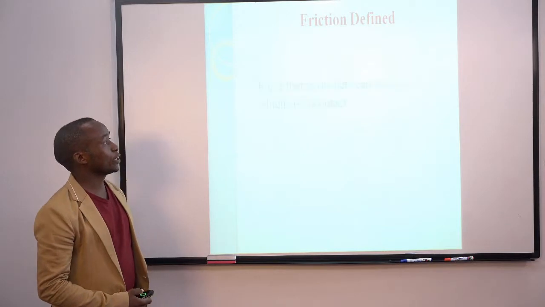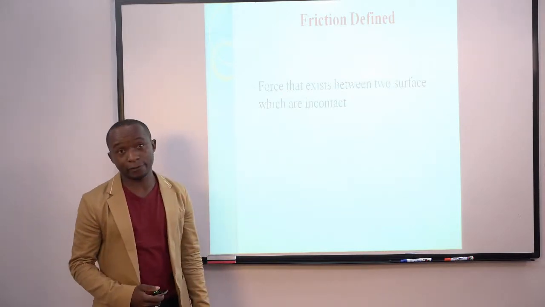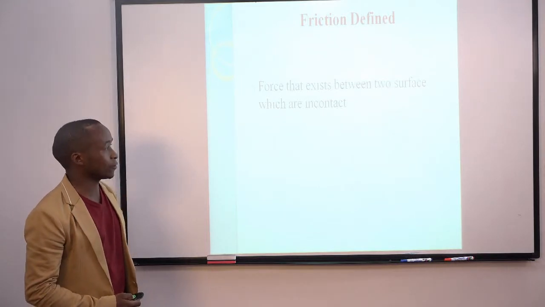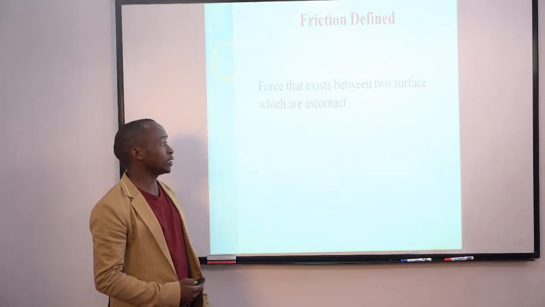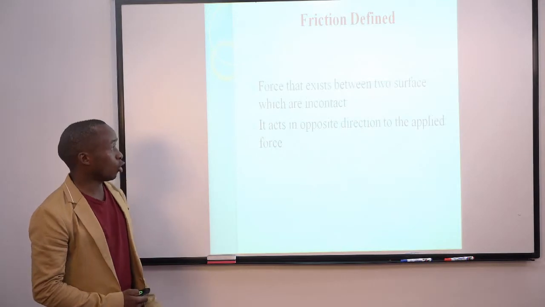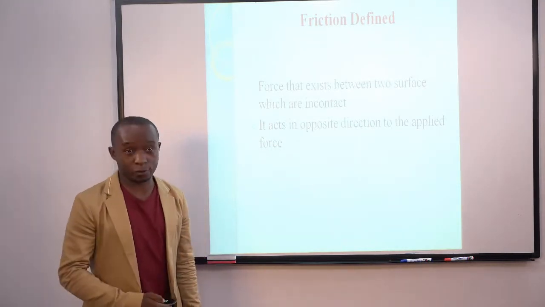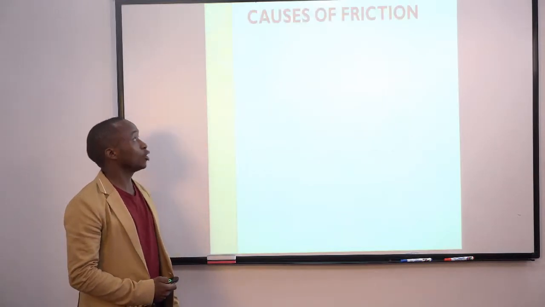Now, from there we can define what friction is. We are saying friction is the force that exists between two surfaces which are in contact, as we have seen in a previous slide. Also, this force must act in opposite direction to the applied force. That is the meaning of friction.